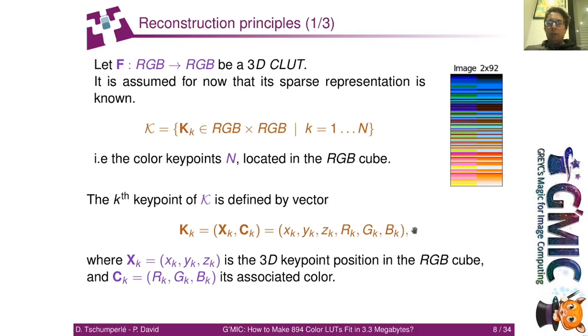At this point, we assume we already have a set of color key points that we name K, and we want to reconstruct the full dense CLUT in an RGB cube from K. A key point in K is entirely defined by its 3D coordinates in the RGB cube, what I call xk, yk, zk here, and its corresponding mapped color rk, gk, bk.